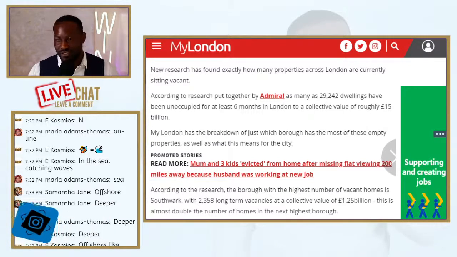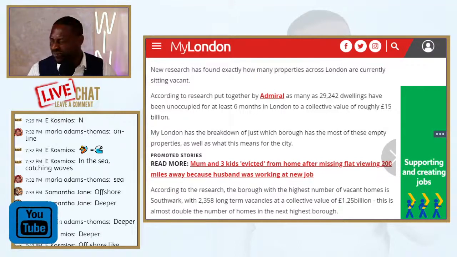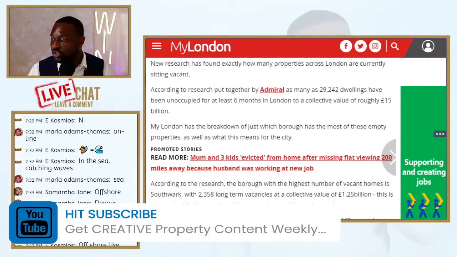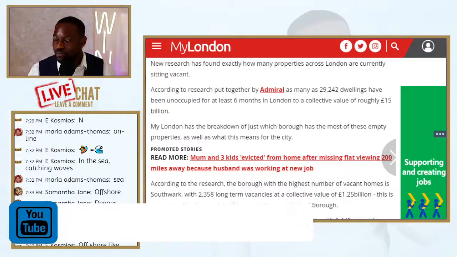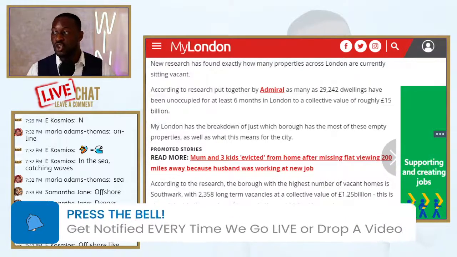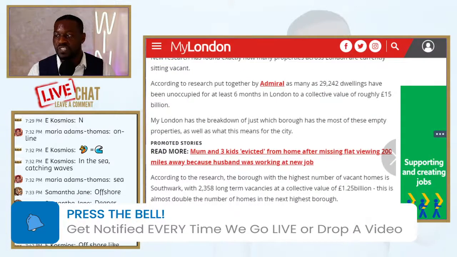New research. I love this. Guys, I love the way that society can be lied to again and again. But let's just jump into it. New research has found exactly how many properties across London are currently sitting vacant. According to research put together by Admiral, as many as 29,242 dwellings have been unoccupied for at least 6 months in London, to a collective value of roughly £15 billion.